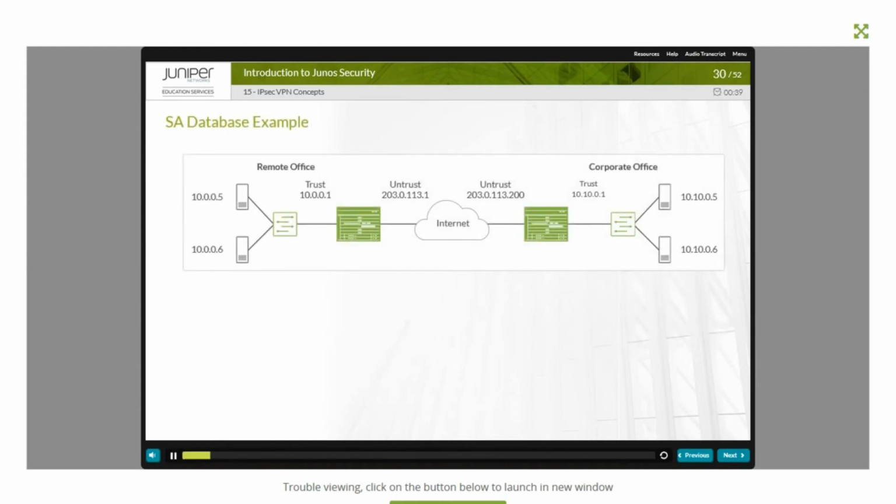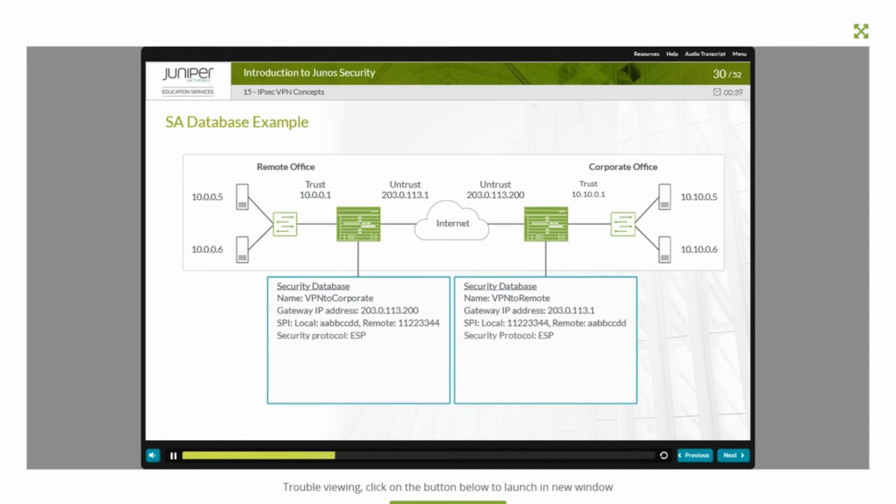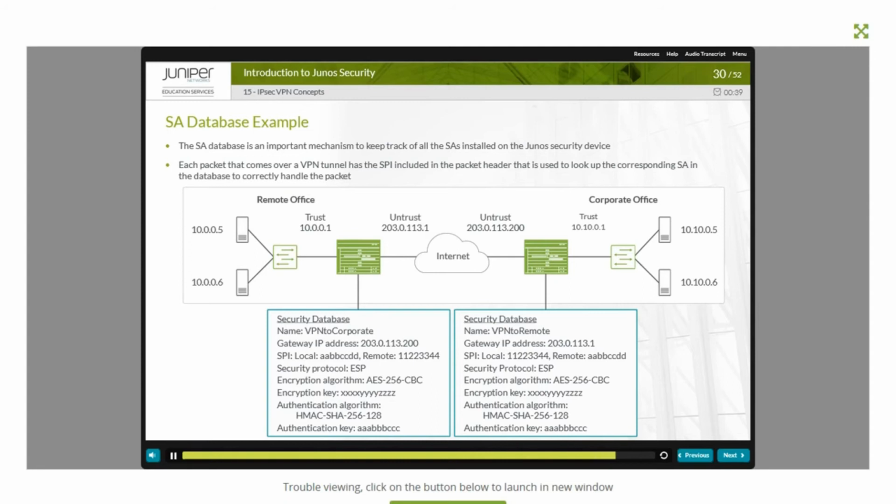SAs are stored in a security association database. Each entry includes the name of the particular VPN, the remote gateway IP address, the SPIs for each direction, the agreed-upon security protocol, encryption, and authentication algorithms and keys. The SA database is an important mechanism to keep track of all the SAs installed on the Juniper security device. Each packet that comes over a VPN tunnel has the SPI included in the packet header that is used to look up the corresponding SA in the database to correctly handle the packet. The packet headers will be discussed in more detail later in this module.